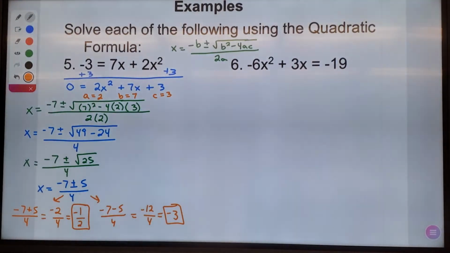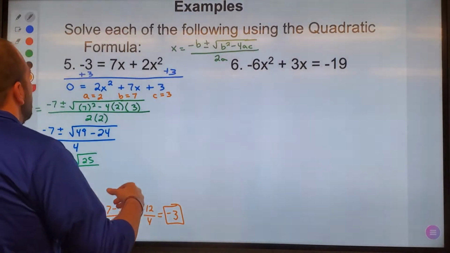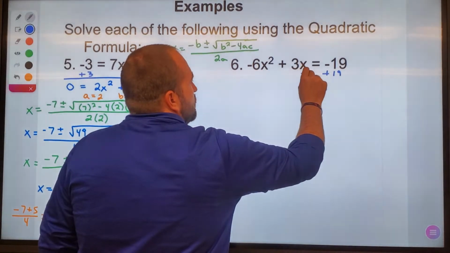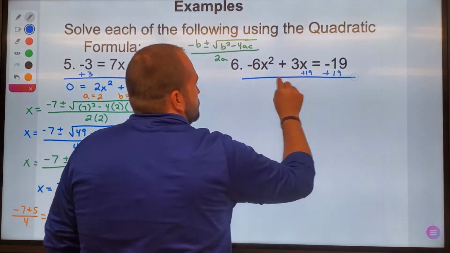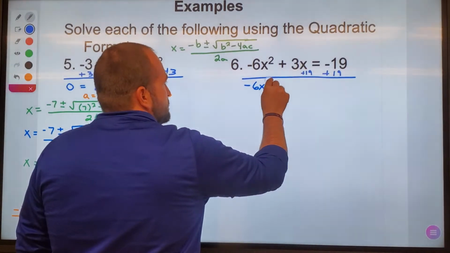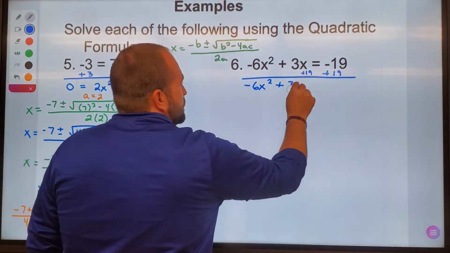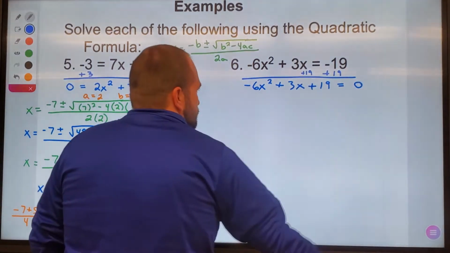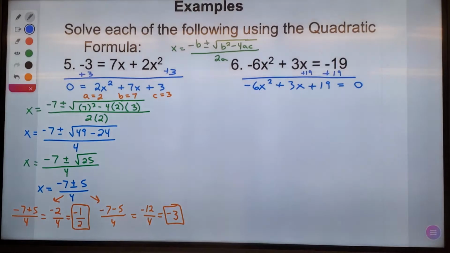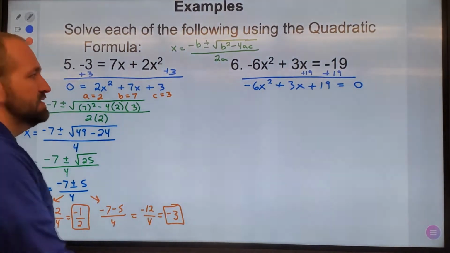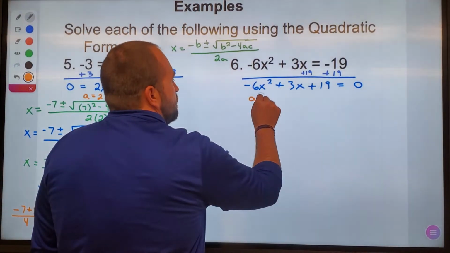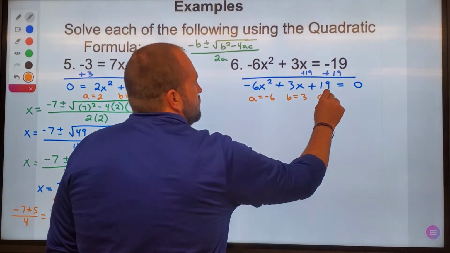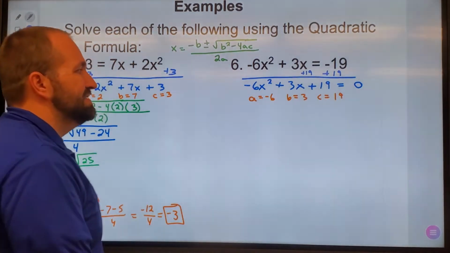Again, it doesn't matter if my x squared is positive or negative, so I'm just going to go ahead and leave that there. I'm going to move this 19 over. So negative 6x squared plus 3x plus 19 equals 0. Again, identifying my a, b, and c values. So a is negative 6, b is 3, c is 19.